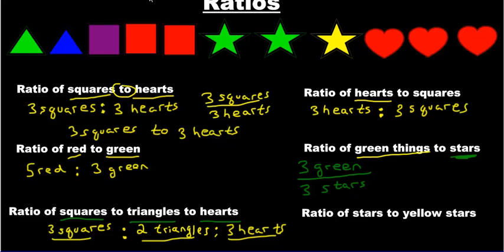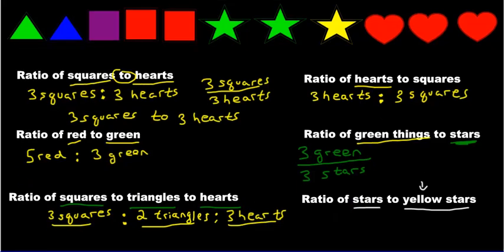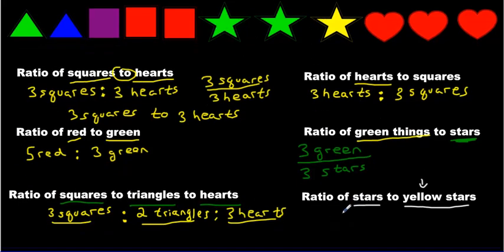And now the last example on this page is we have stars to yellow stars. So we both have stars, but this is a more specific star. This is a yellow star, and this is just stars. So just do what it says. Stars first, we've got 3. We have 3 stars. We'll write 3 to yellow stars, there's just 1. 1 yellow. I'll write ST, star.